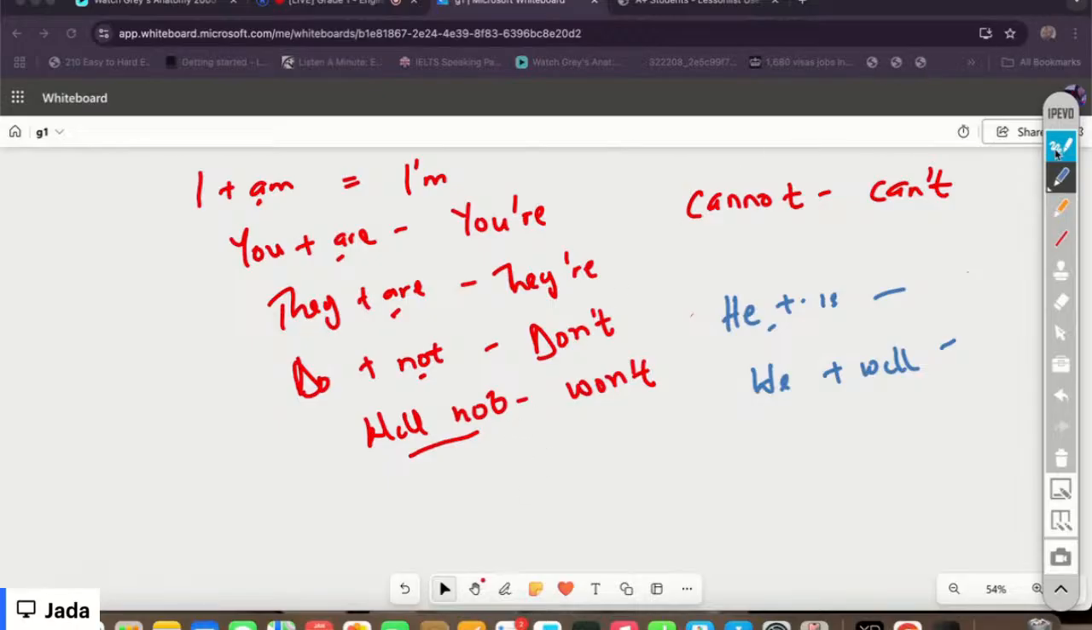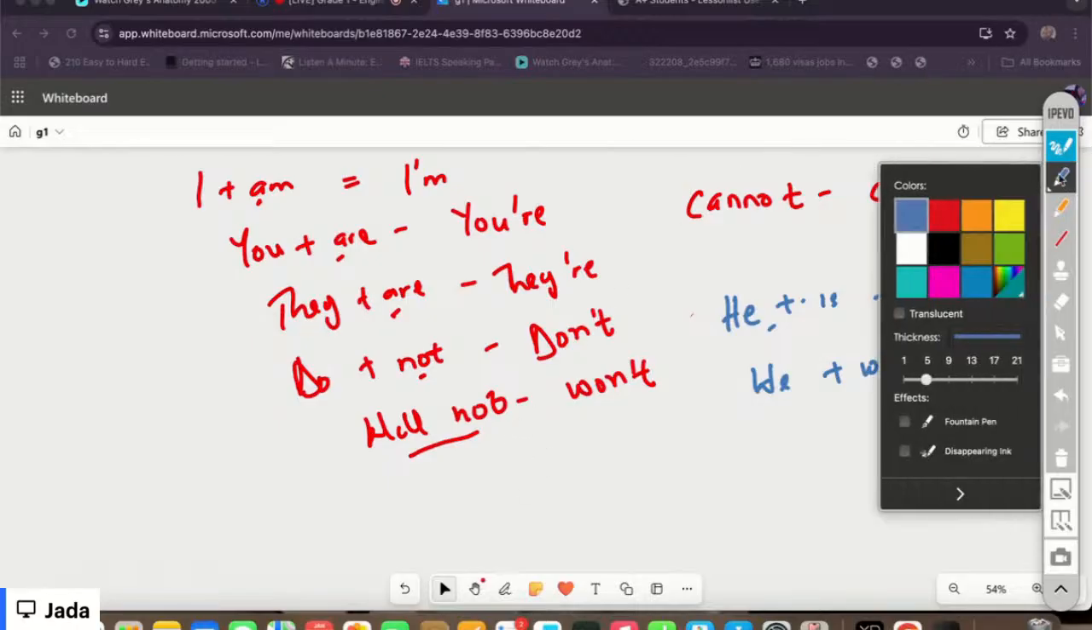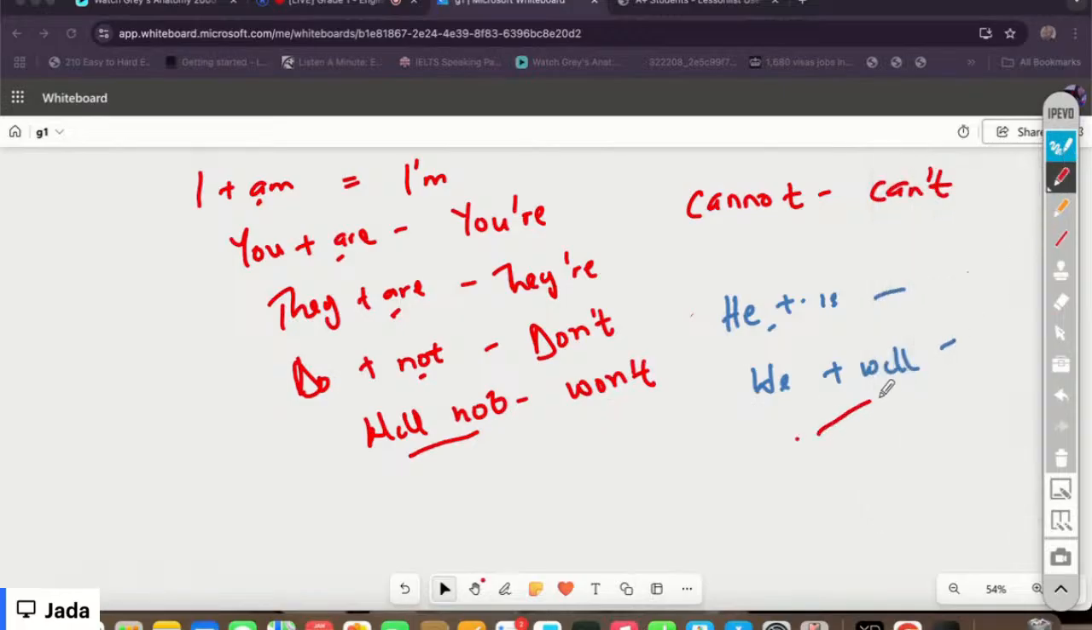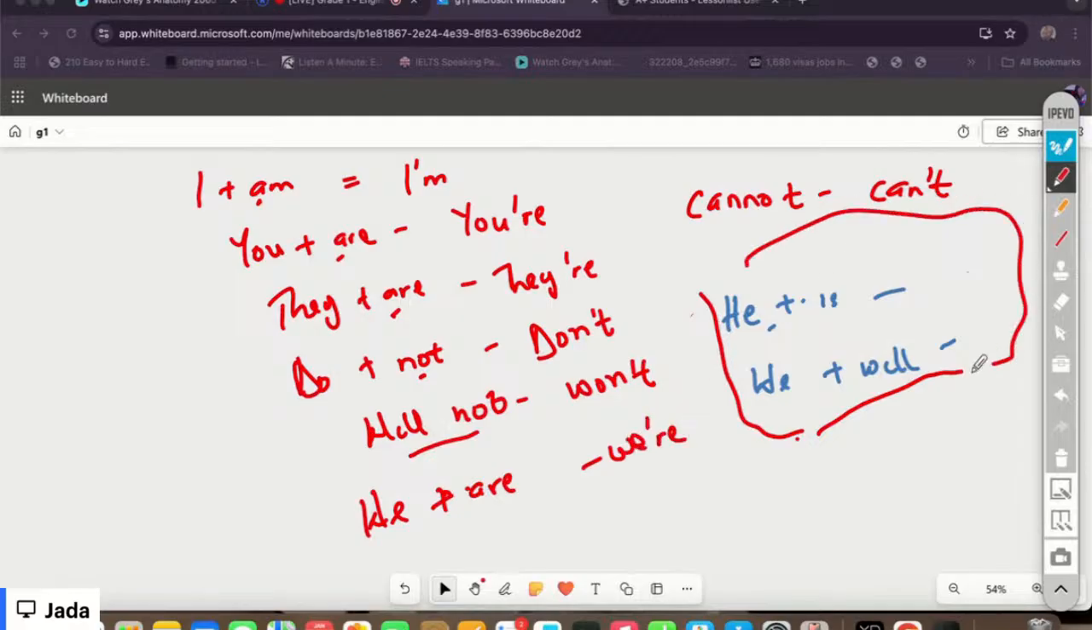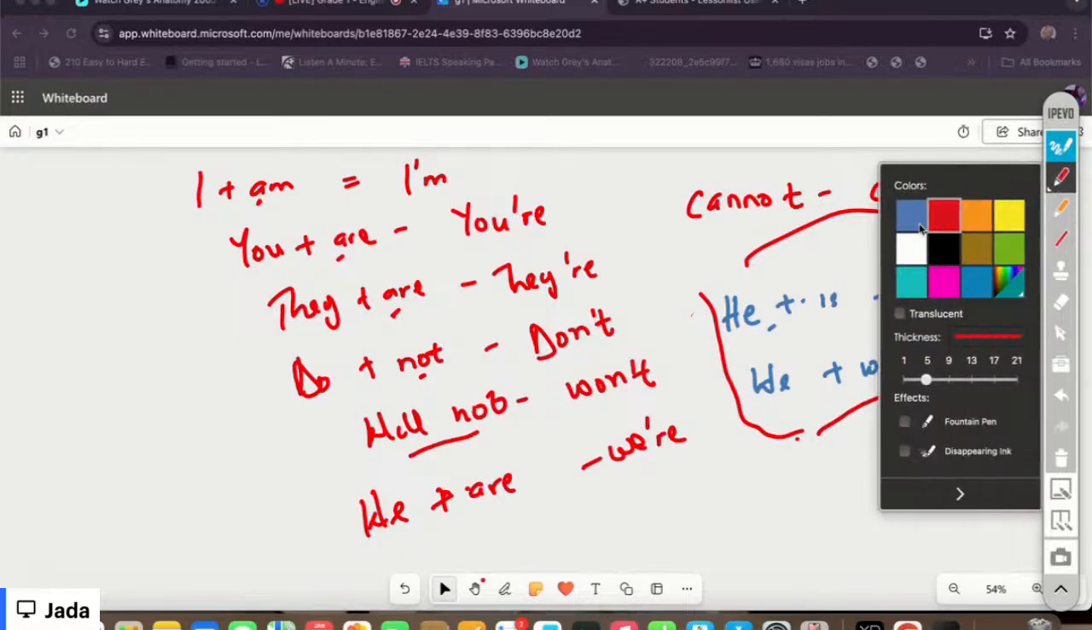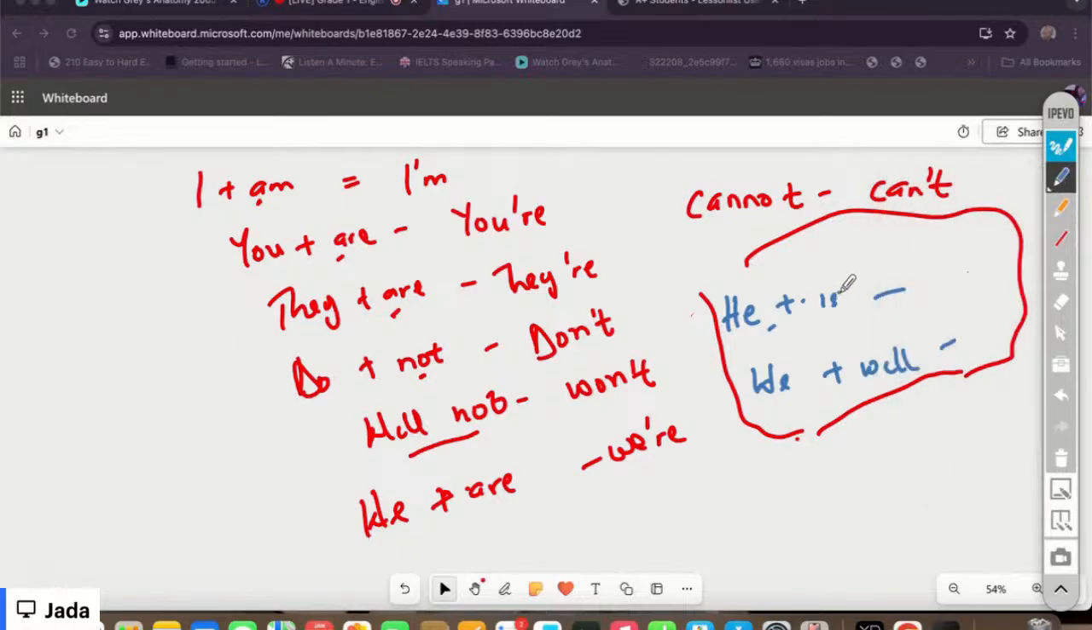Okay, so we have some examples here. That's good. But tell me what this one becomes. Yeah, what does this become? You answer that. And we have, okay, we are plus are gives us we are. Okay. So what is this one, guys? What does this one become? He plus is. Okay, what does this become?